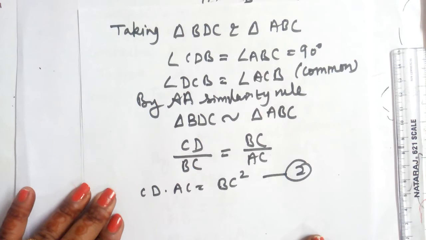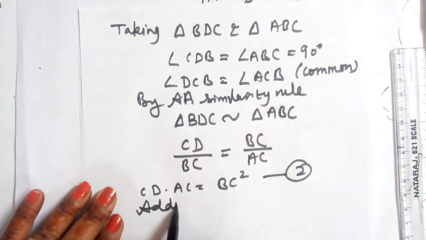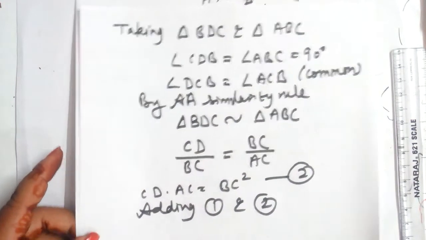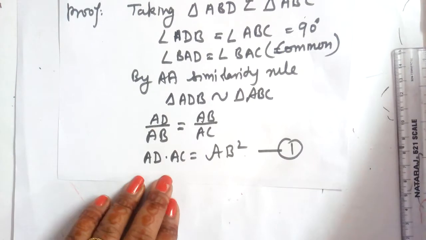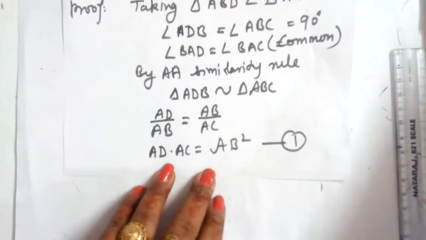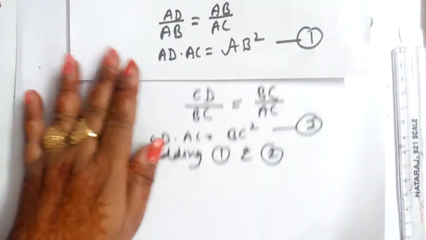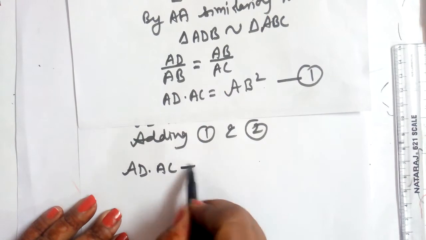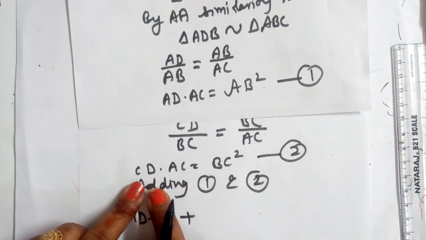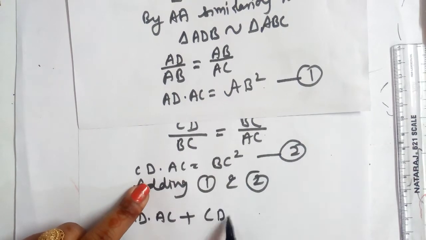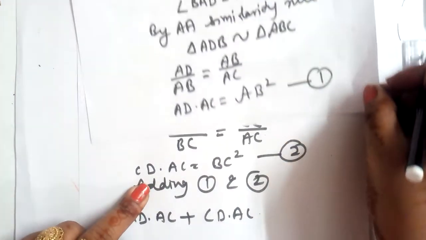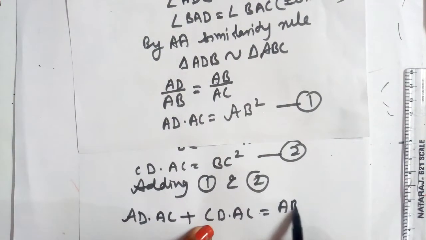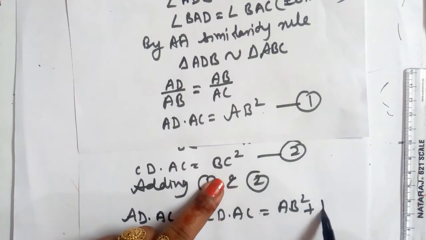So now what we are going to do, we are just adding equation first and equation 2. Yes, so let's check what is the very first equation. Very first equation is AD into AC is equal to AB square. Yes, so we are going to write AD into AC plus the second equation. The second equation is CD into AC. Yes, and on the right hand side, we can see here in the very first equation AB square plus in the second equation BC square.